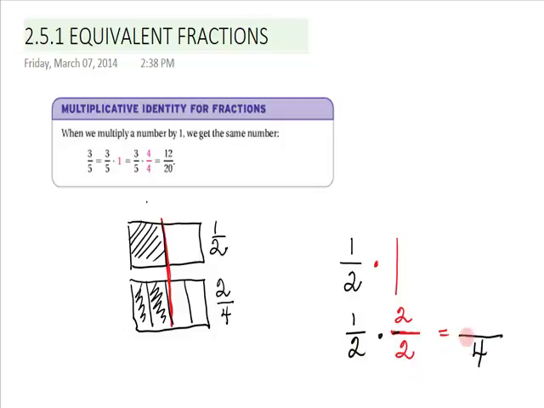2 times 2 gives me 4. 1 times 2 gives me 2. That's how I know that 1/2 is the same as 2/4. I multiplied by 1 to get it. Now, I'm probably going to shortcut a little bit of what I do in these problems.